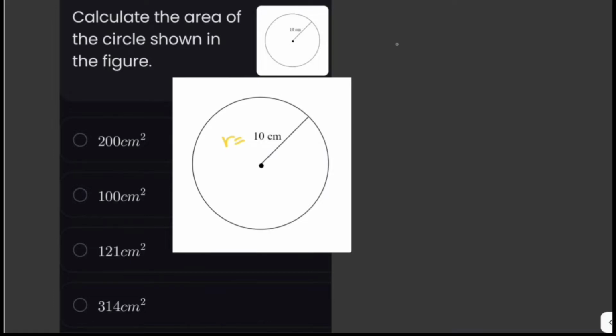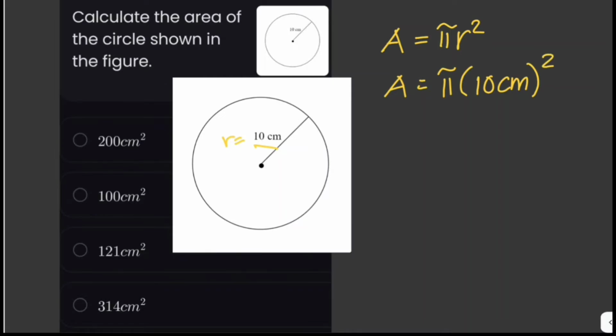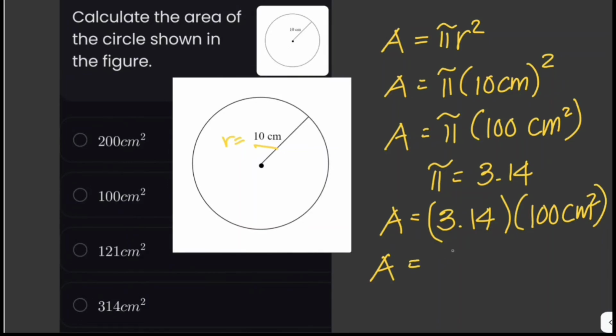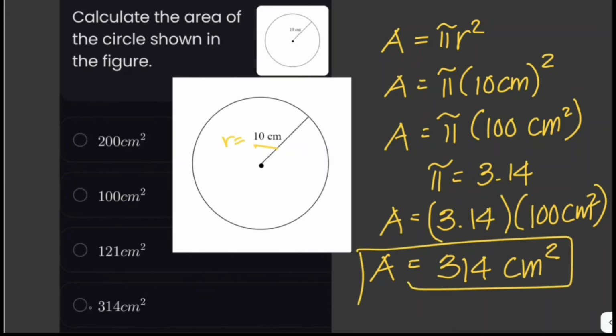To solve for the area of the circle, we use the formula area equals pi r squared. So this is just pi times, we plug in the value of the given radius, which is 10 centimeters, squared. 10 squared is 100. So this is 100 square centimeters times pi, which is equal to 3.14. So area is equal to 3.14 times 100 square centimeters. So the answer here is equal to 314 square centimeters. This is the answer here.